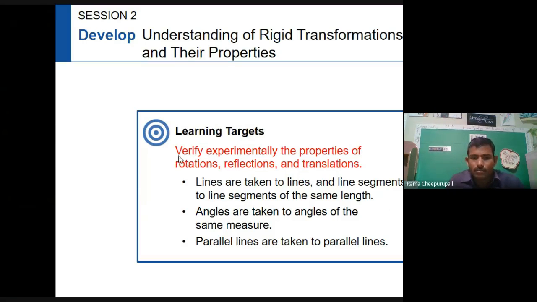So please write it down, verify experimentally the properties of the rotation, reflection, and translation. Write it down in your notebook, everybody. And once you're done with the writing, please put them in the chat box. Done. So that way we can move on to the next.